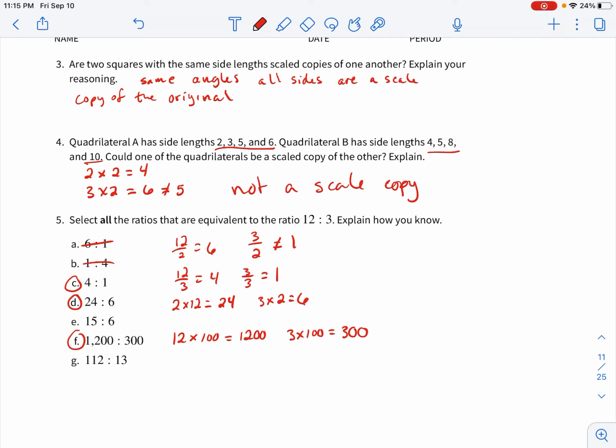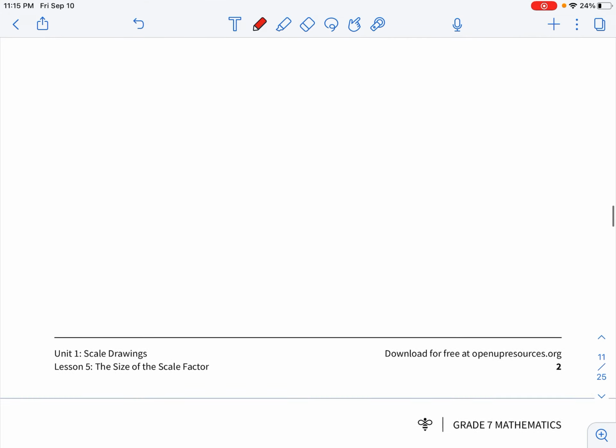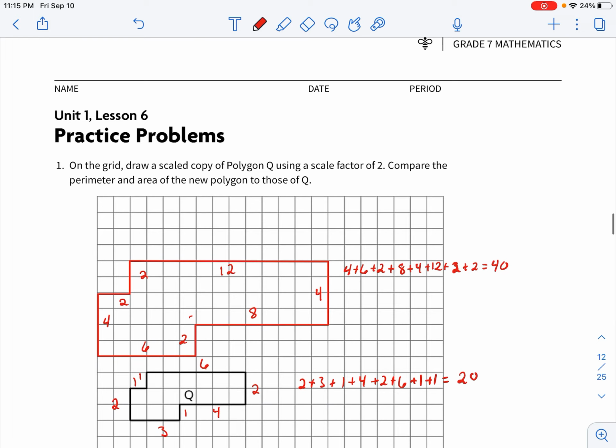work. And then the last one, 112 and 13. 12 times, you're almost close to 10, would give you 120. 112 is fairly close to that, so it'd be 9 point something. But 3 times 9 would be 27, so I can see that that one's not going to be an equivalent ratio.